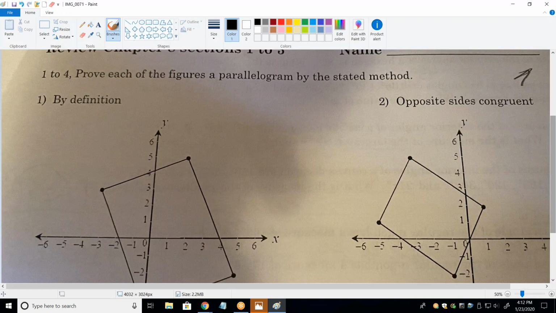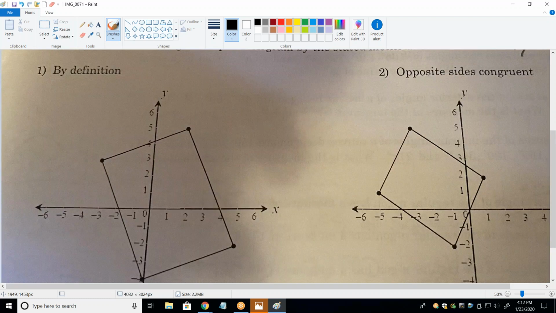Prove each of the figures is a parallelogram by the stated method. Okay, by definition, number 1. What's the definition of a parallelogram? See if you can figure it out and tell me what it is.